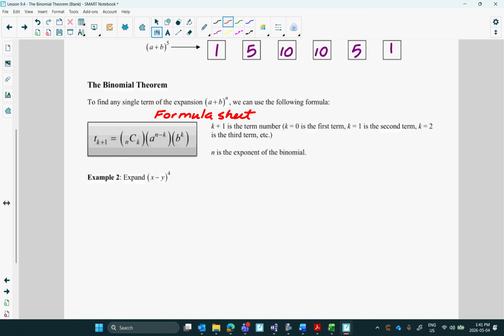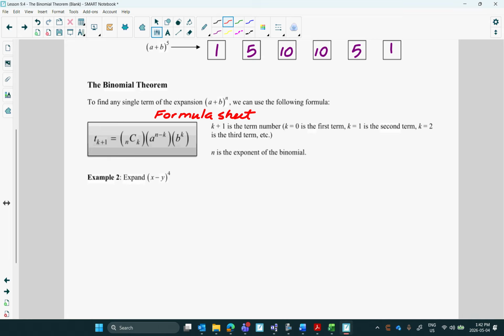So if you want to find the value of some term number when you're raising some binomial to an exponent, to find that term number, it is the value of k plus 1. Okay? So the term number is represented by k plus 1. So if I said we want to find the fifth term, k is 4. We want to find the eighth term, k is 7.